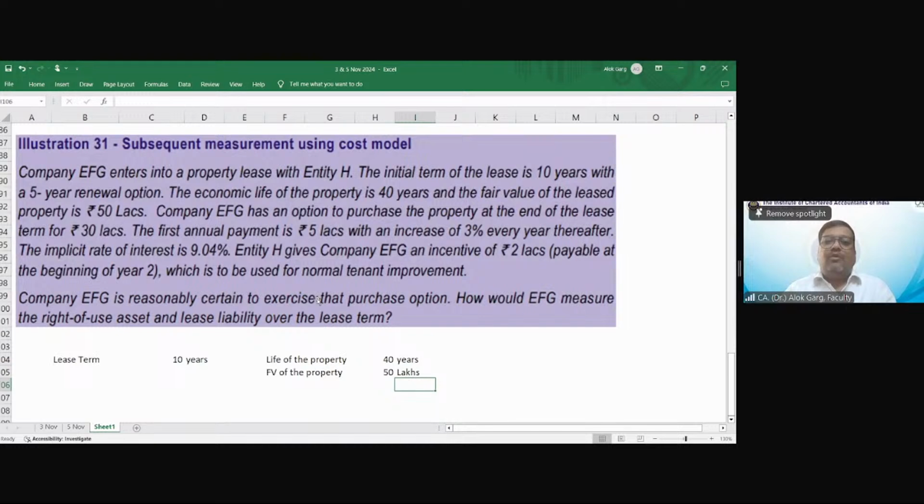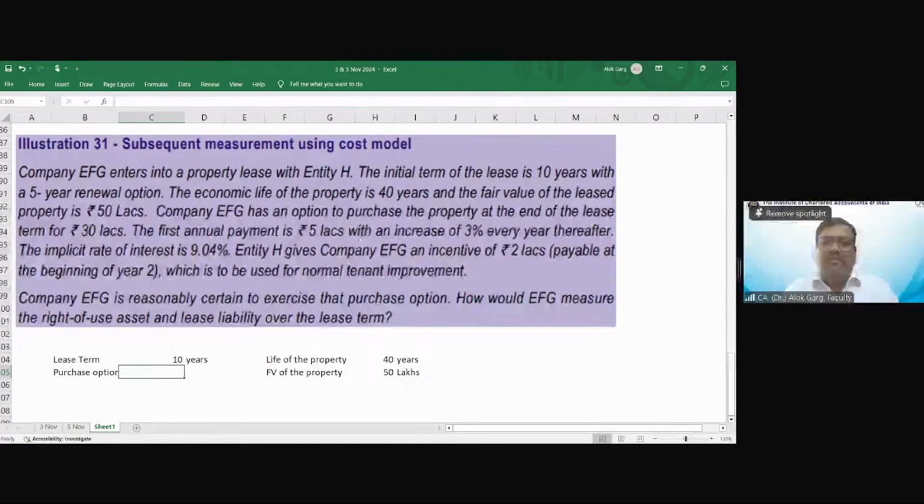Company EFG has an option to purchase the property at the end of the lease term for rupees 30 lakhs. EFG has an option to purchase the property at the end of the lease term, means after 10 years. So there is a purchase option which is also available. Lessee is reasonably certain to avail the purchase option. Right.